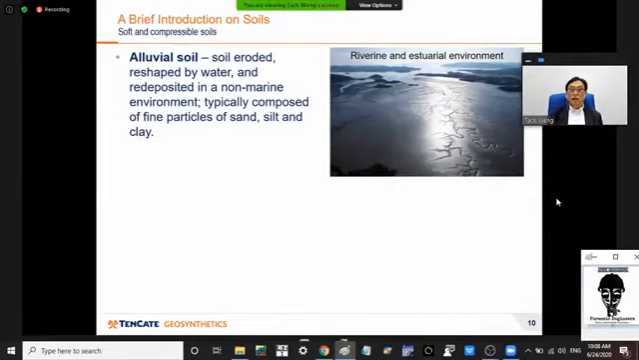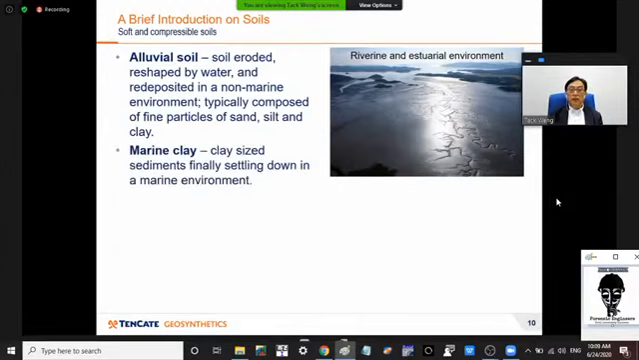And then in the lower parts of the river or at the estuaries, they are deposited, and these are called alluvial soil. And typically you will find fine particles of fine sand, silt, and clay in them. Some of the finer particles are carried further to the sea, and they tend to be clay-sized sediments, and therefore marine clay, and they are even typically weaker than alluvial soils.